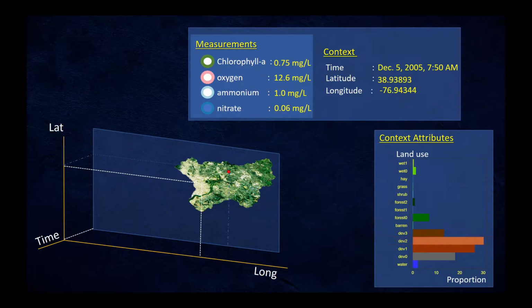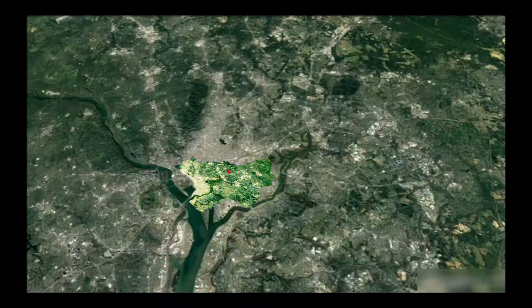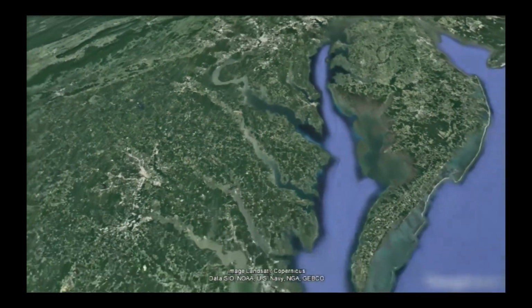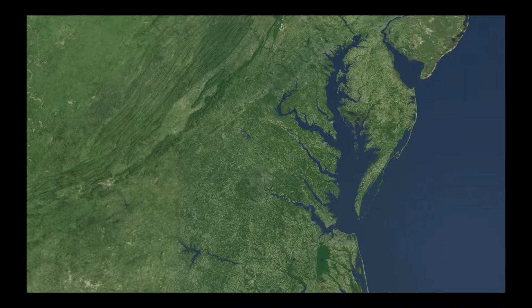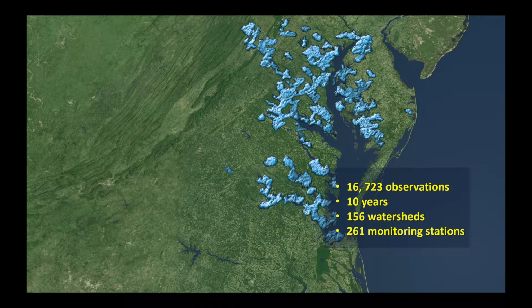When I use the term data space in this course, I refer to data on measurements or categories such as, is the watershed good or bad, the context for these measurements and categories, and information on context attributes. But this is just one watershed of the many watersheds that influence the Chesapeake Bay, the largest estuary in the United States. To investigate water quality in this bay, I have put together a data set of almost 17,000 observations covering 10 years in 156 watersheds and 261 monitoring stations.